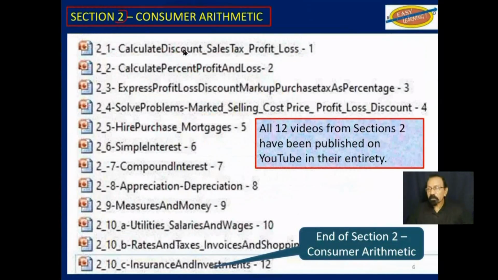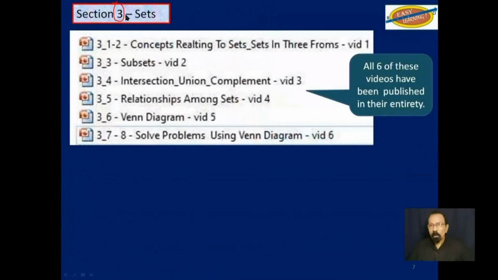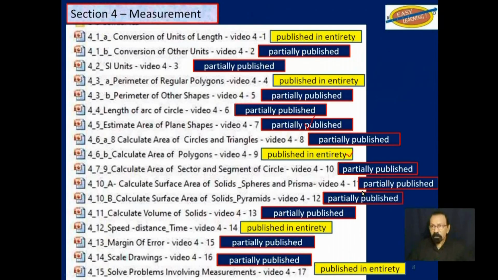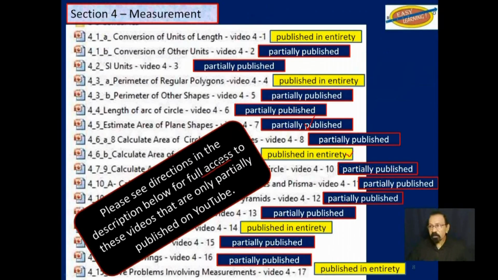As already pointed out, section 2, all 12 of these videos have been published on YouTube in their entirety. Section 3, all 6 of these videos have been published in their entirety. Section 4, only these indicated in yellow have been published in their entirety on YouTube. The others are partially published on YouTube, but you can still learn something from them because it is part of the work. However, if you need to get full access to these videos that are only partially published on YouTube, please see directions in the description below.